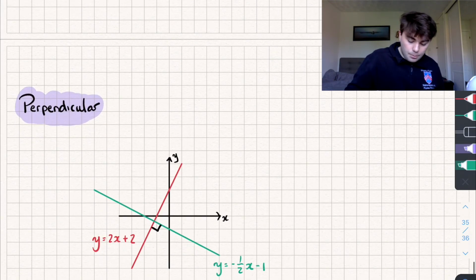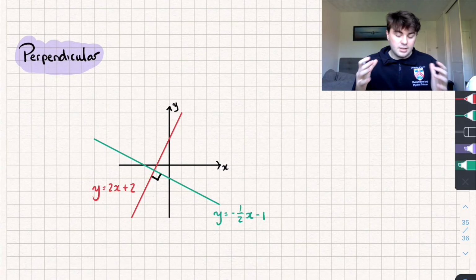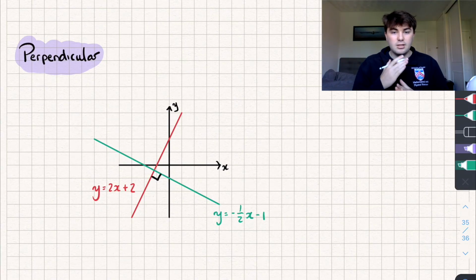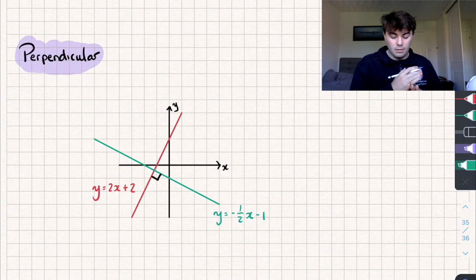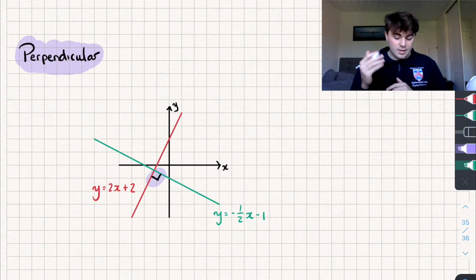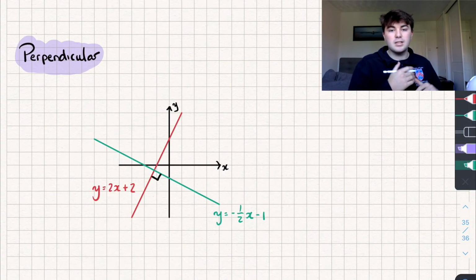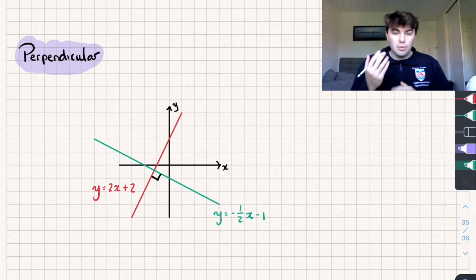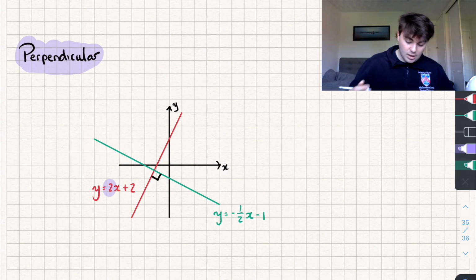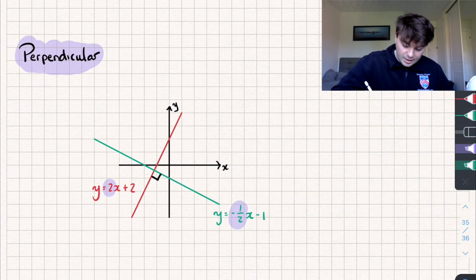So let's look at perpendicular lines next. And the fact with perpendicular lines is that they're going to cross each other at 90 degrees. Okay, they're perpendicular to each other. And so with this example here, you can tell that they're perpendicular because there's a little right angle symbol. But again, more important than that is that with perpendicular lines, if you multiply their gradients together, it's going to equal negative 1. So the gradient of the red line is positive 2, and the gradient of our green line is going to be negative 1/2.